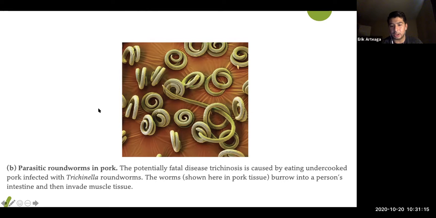Trichinosis is caused by eating undercooked pork infected with Trichinella roundworms. The worms shown here in pork tissue burrow into a person's intestines and invade the muscle tissue. Okay, so again, this is why they tell you to cook pork thoroughly. You cannot eat undercooked pork because of Trichinella. Okay, very much not a good infection to have.